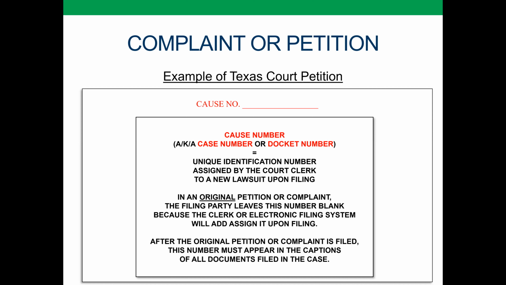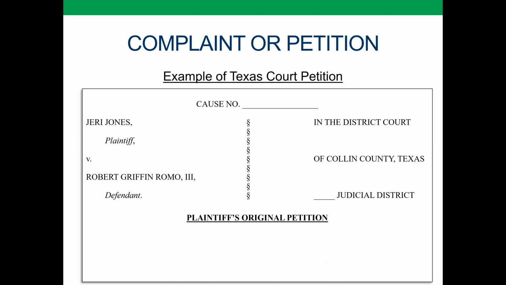Now, you have to remember that this is one of the key identifying parts of the lawsuit. And so if you're ever having to call a court clerk and ask for information or send a letter referring to a lawsuit, you always need to include the cause number or case number or docket number, because that's the key filing information that the clerk will need to be able to process your request or answer questions. So that's the cause number at the top.